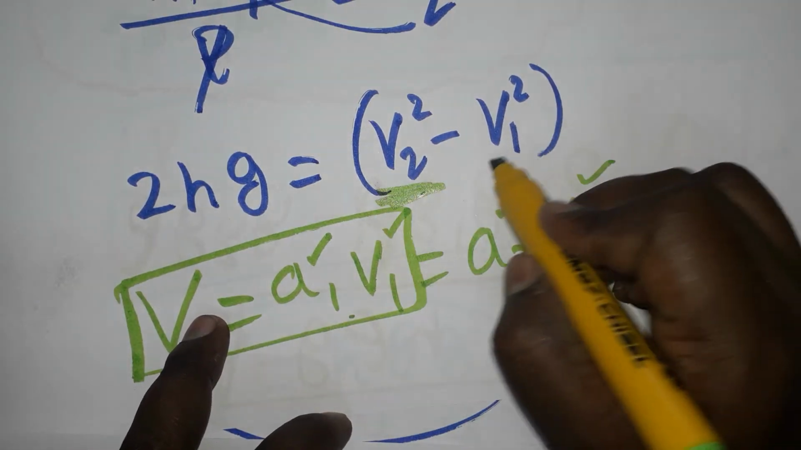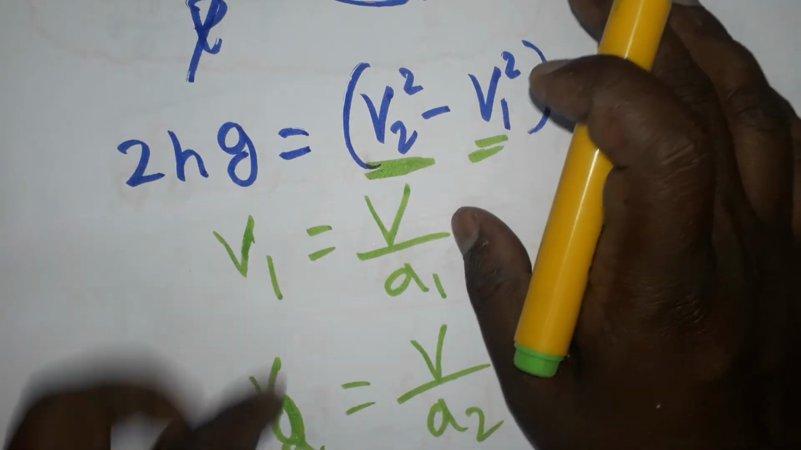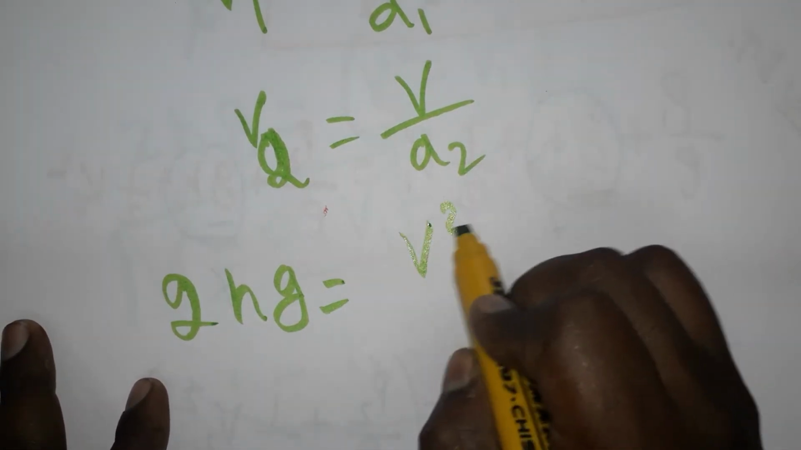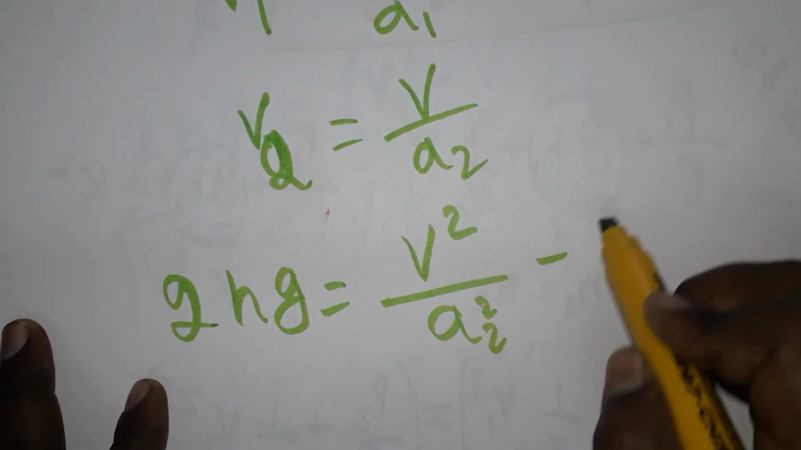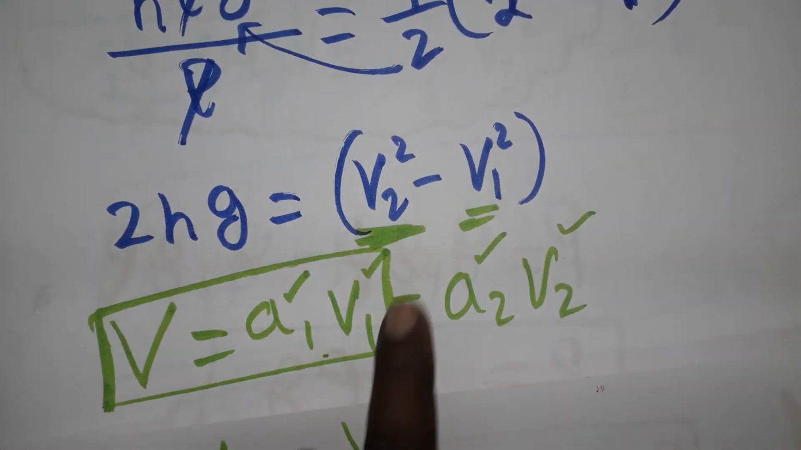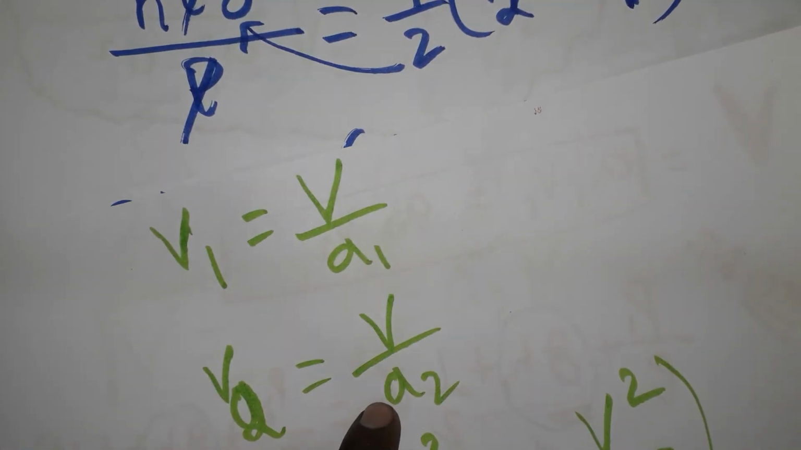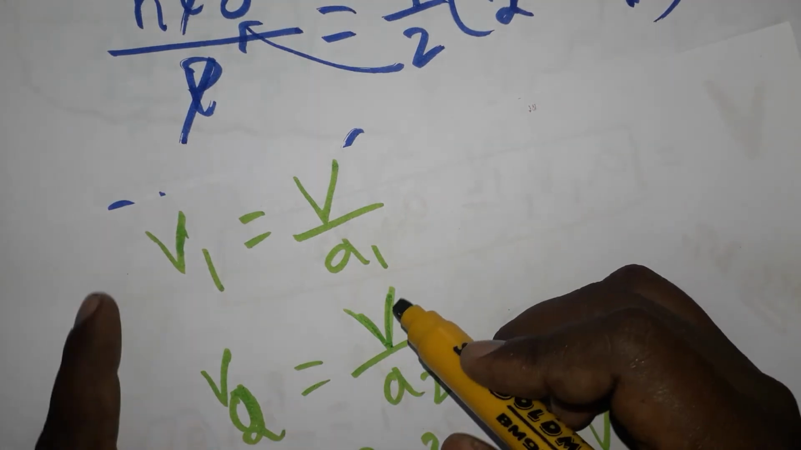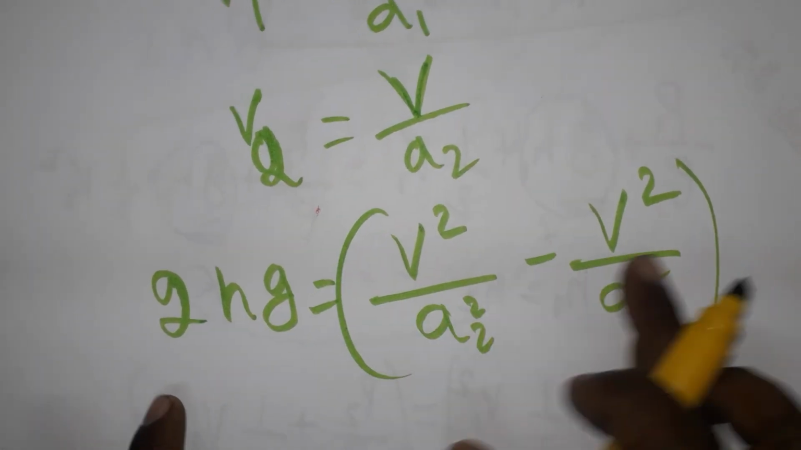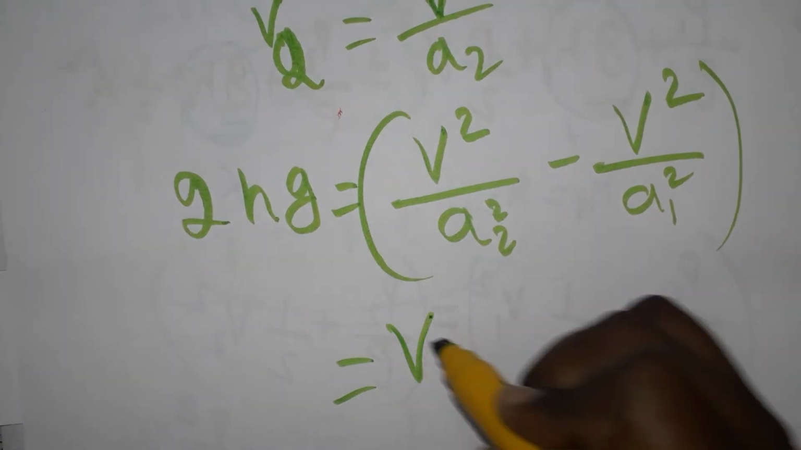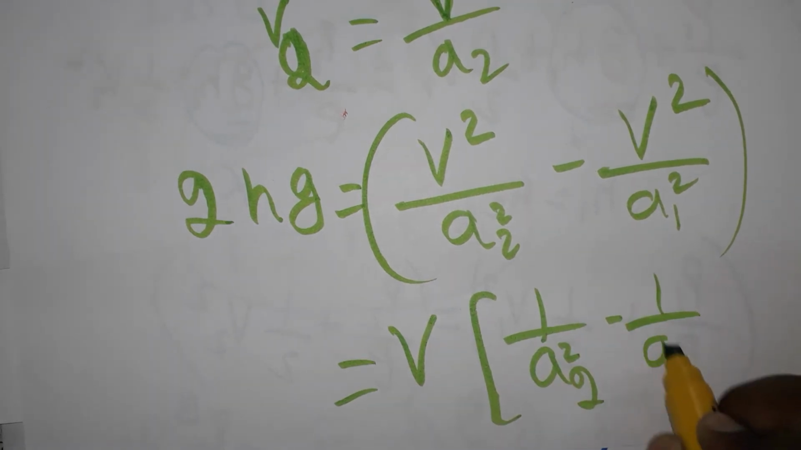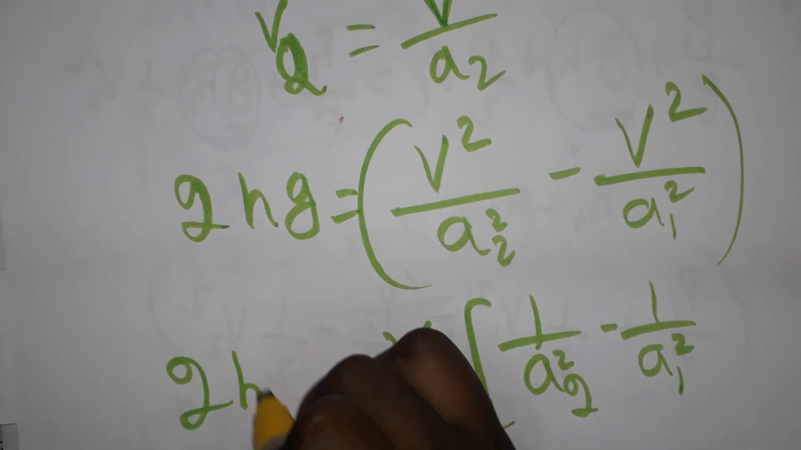So v1 I know, v2 I know. I am going to substitute them here. So 2 h g equals V square divided by A2 square minus V square divided by A1 square. It's very easy, just a substitution. In both places the volume is constant, so we can take it outside, the volume of the liquid entering per unit time. It is V square times (1 divided by A2 square minus 1 divided by A1 square) equal to 2 h g.